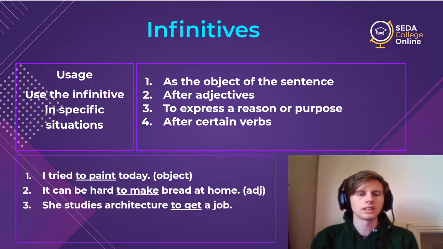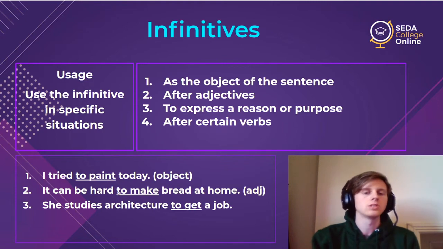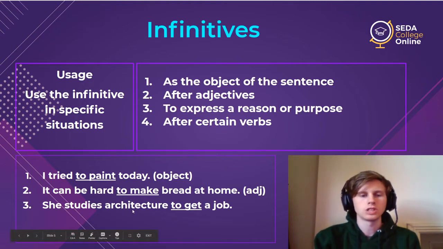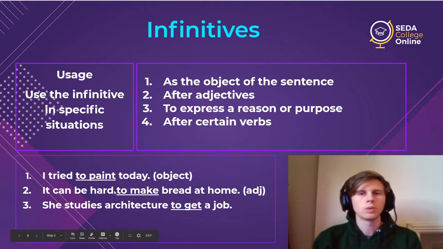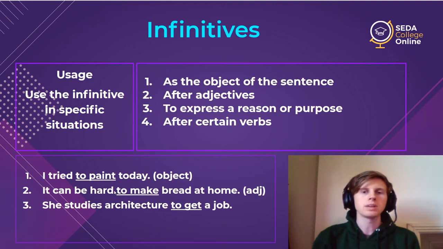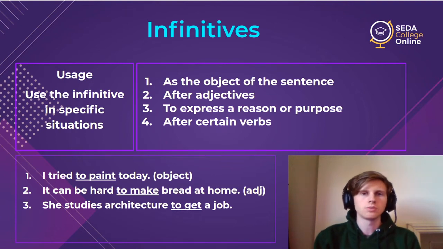Or we can look at number 3. She studies architecture. Now we're looking at expressing a reason or a purpose. So architecture is a noun. She studies architecture. Why? To get a job. So you can see that all 3 of these examples, 1, 2, and 3, are always going to answer what or why. Those are what the infinitives are doing here because they are behaving like nouns. We're taking these verbs and using them as nouns to answer what or to answer why.